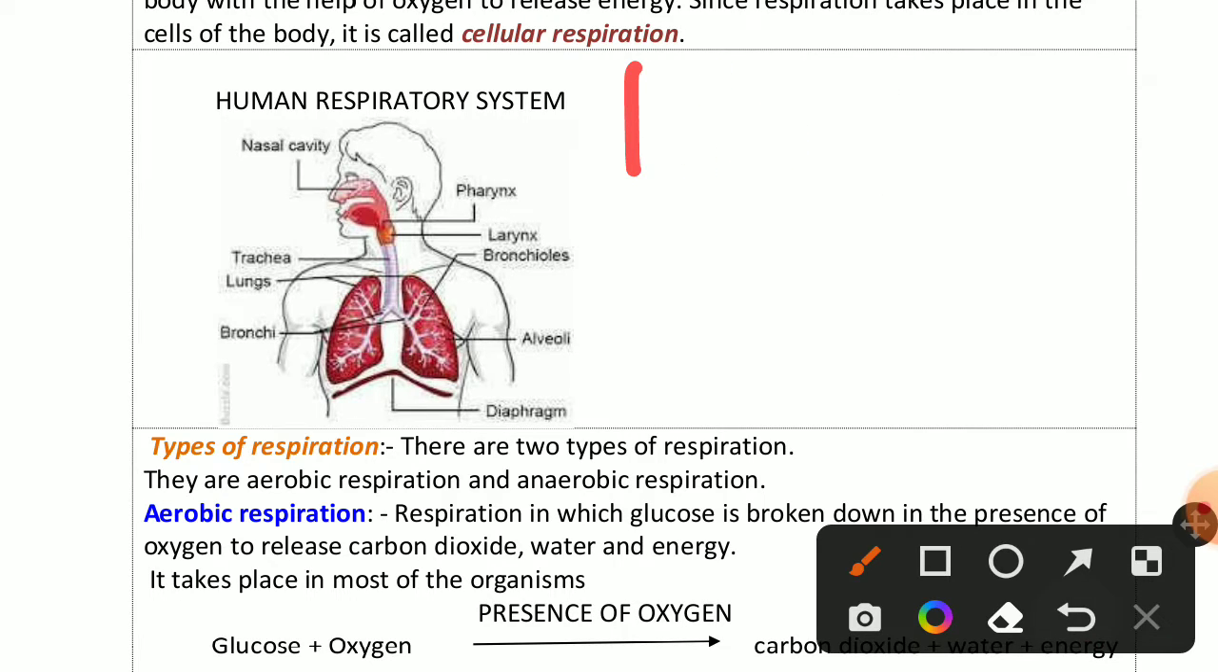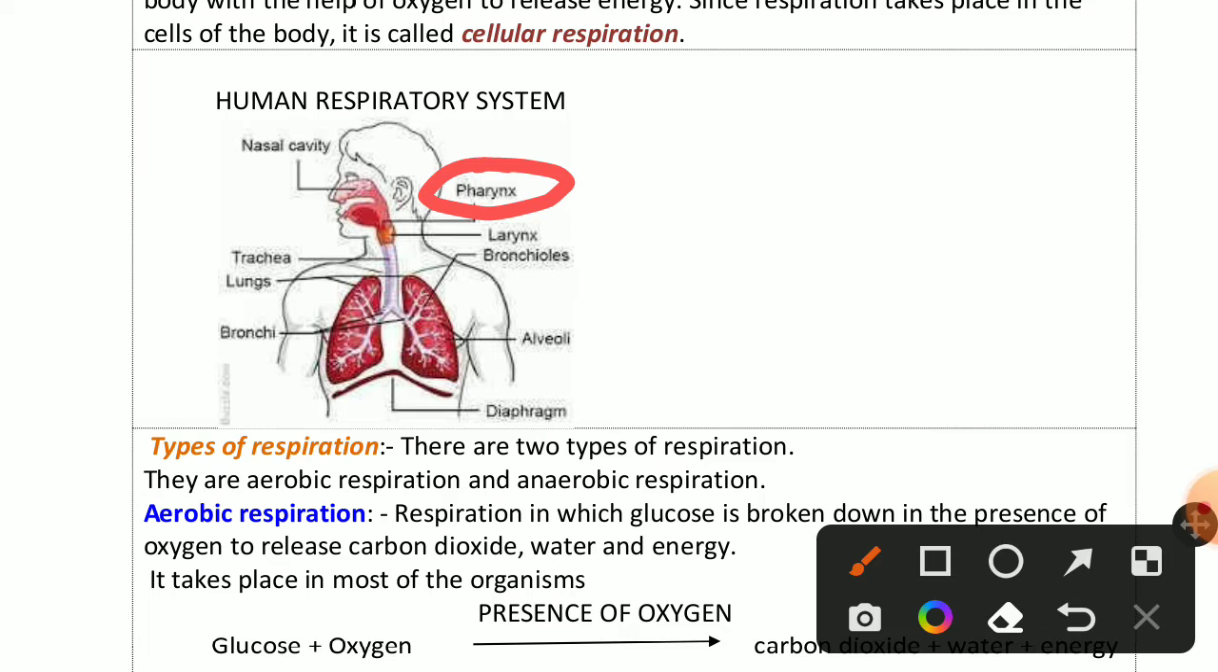Next, pharynx. Pharynx is our voice box through which we speak. Now when I am speaking, it is with the help of the voice box. Larynx is also there, which we'll see briefly in higher classes. Next we'll see about trachea.